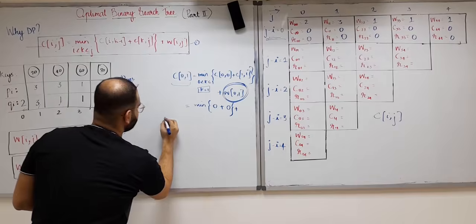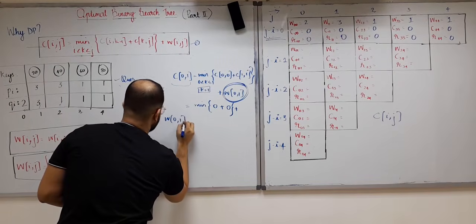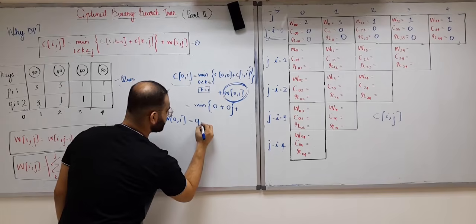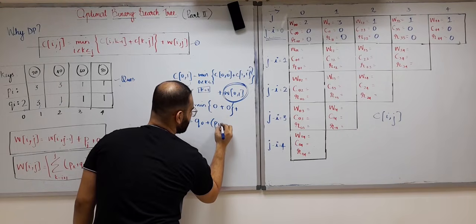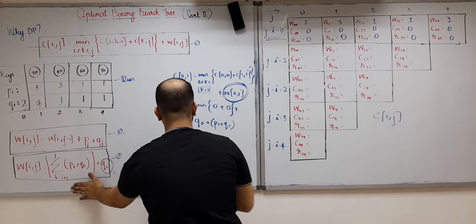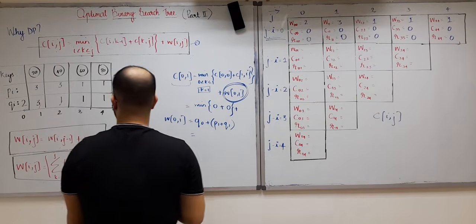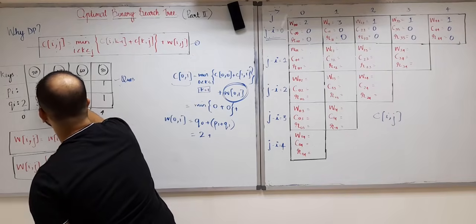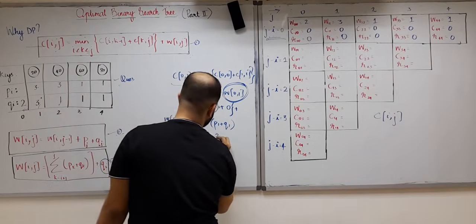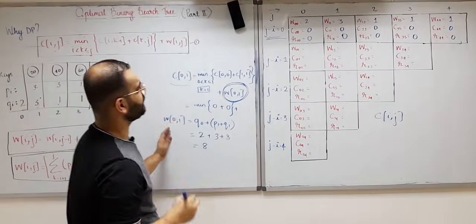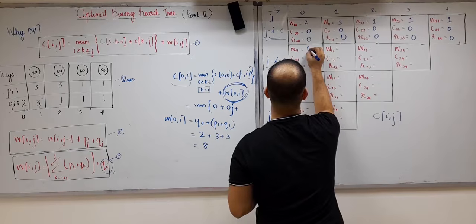Okay. So W 0 comma 1 according to the third formula will be equal to Q0 plus P1 plus Q1. I guess you can easily understand this if you use this formula, right? So what is Q0? Q0 is 2. And what is P1 and Q1? 3 and 3. So 3 plus 3. So this is actually equal to 8. So we found out W 0 comma 1 is 8.